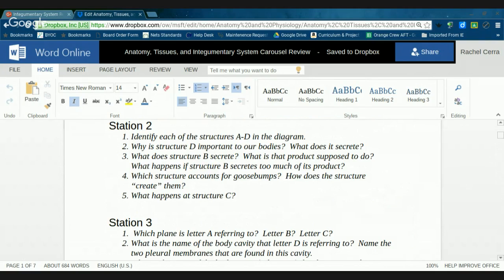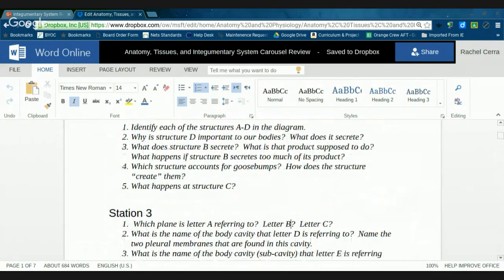Number 4, which structure accounts for the goosebumps? That would be letter A, the erector pili muscle. Because when it contracts, it pulls that hair upright and you get those goosebumps. Letter C, what happens at letter C? That's the hair root, or the root base there. You're going to get more hair growth coming out from that particular structure.